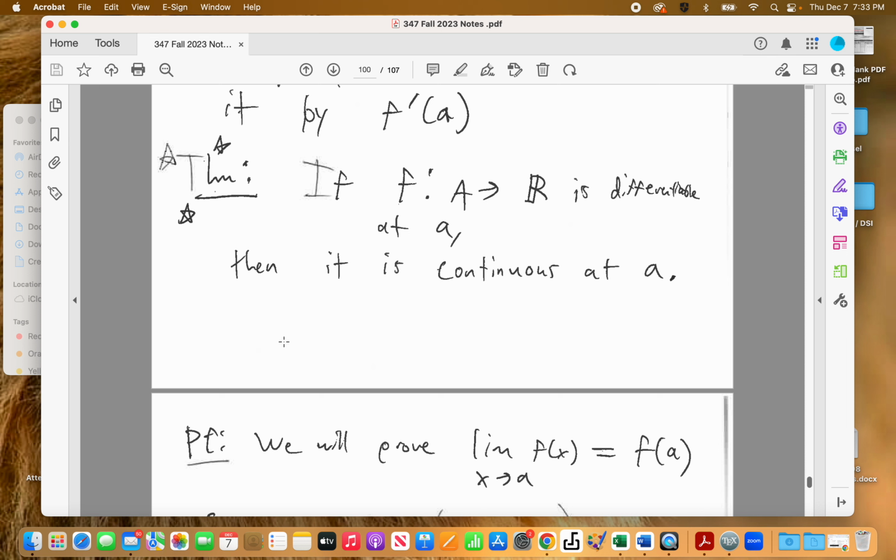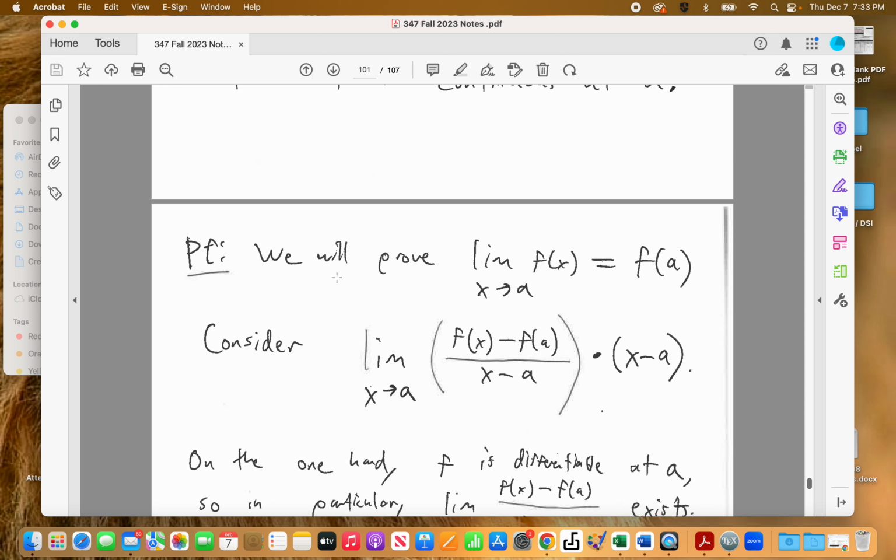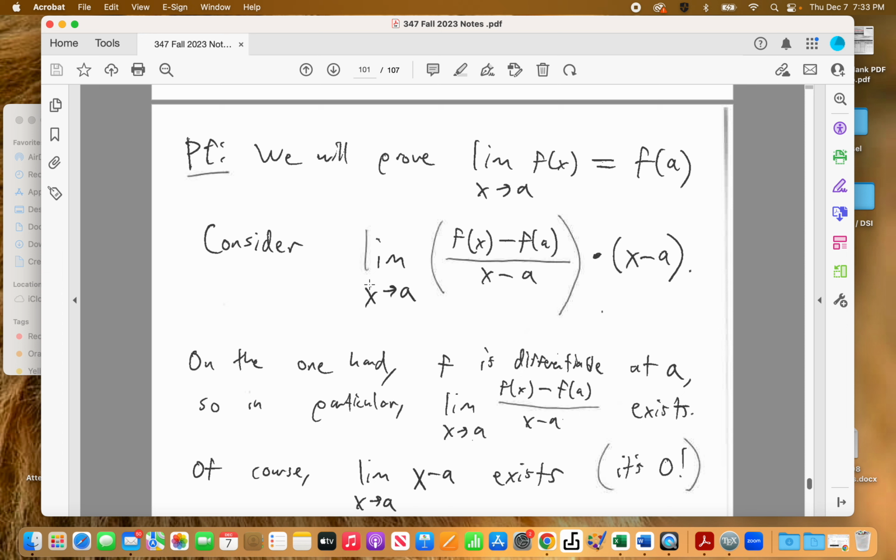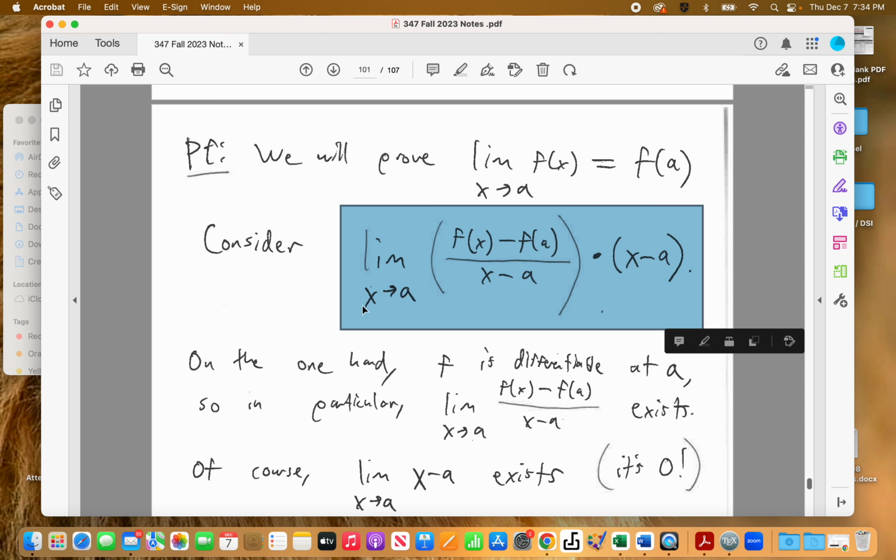Really classic, important mathematics here. And of course, the big bullet point is to consider this weird limit. On the left, this just looks like the derivative, but we multiply it by x minus a. That's the big idea. That's the bullet point you really have to have going into it.